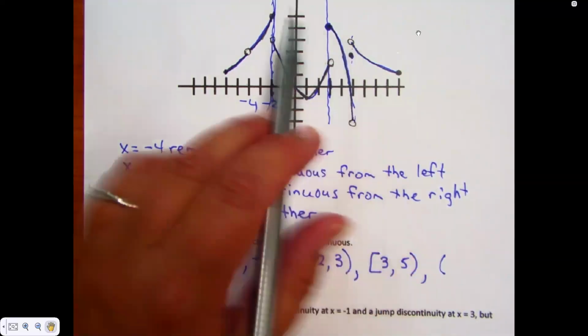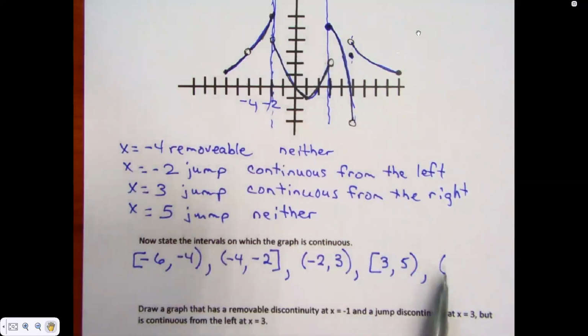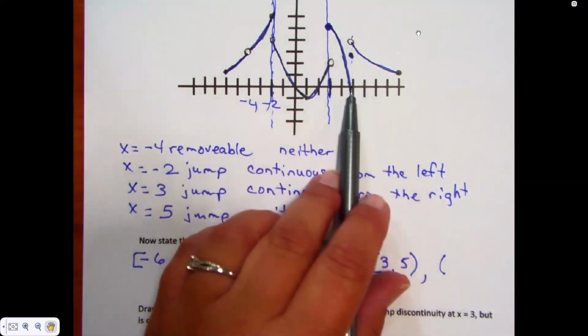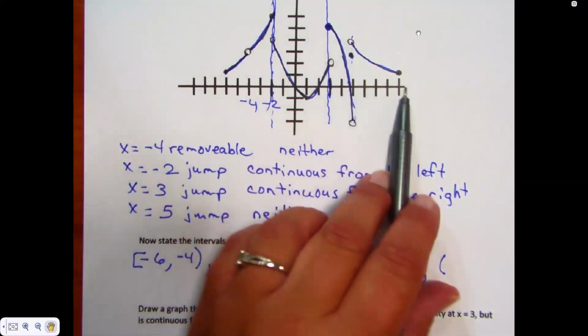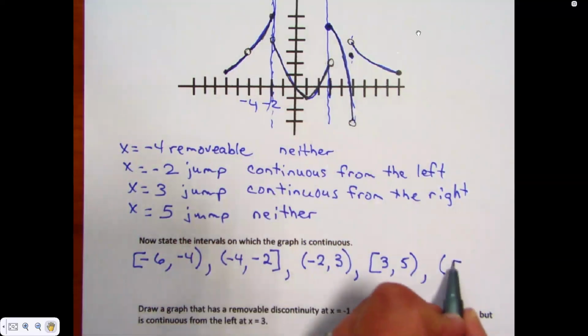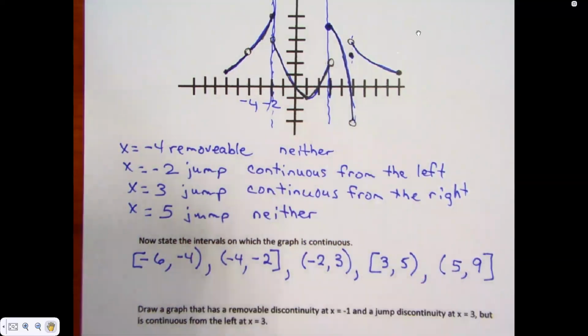So 5, a parenthesis, and then where do I end finally? 9, and at 9, we do a closed bracket just because there is a point there. So remember, it's a little bit different than domain. 5 would be in our domain, okay? So try to kind of keep these separate. That's the only thing I don't like about this. I don't want you to confuse it with domain.